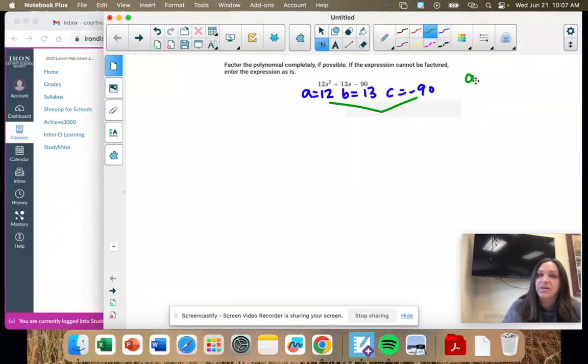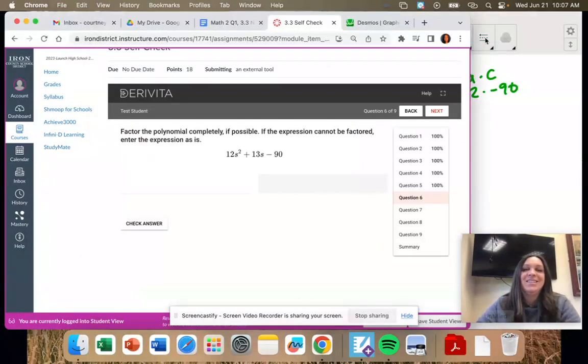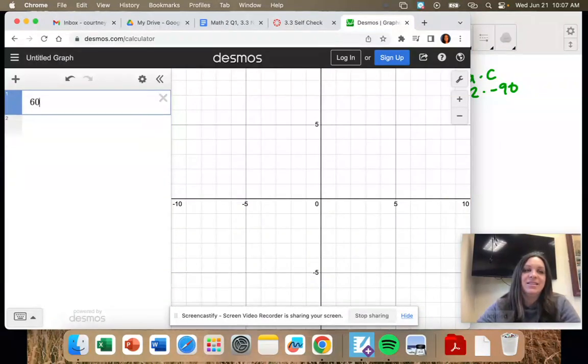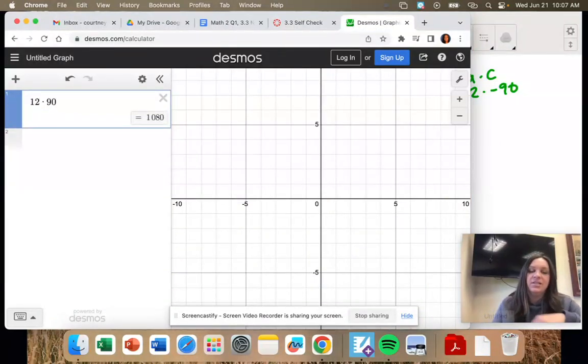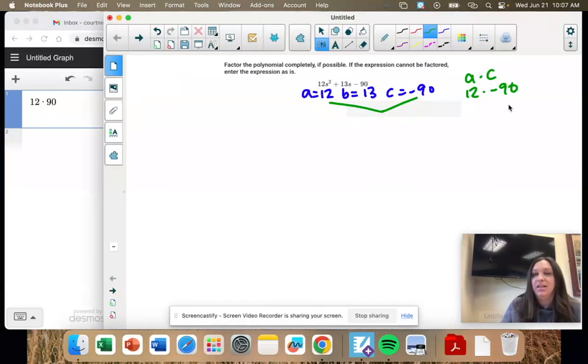So we take A times C. Wow, this is going to be a big number. 12 times negative 90, which is negative 1080. Whew. All right, so we want factors of that add or subtract to 13.